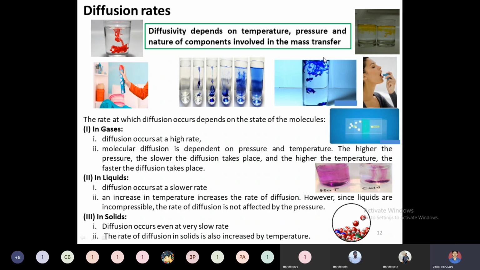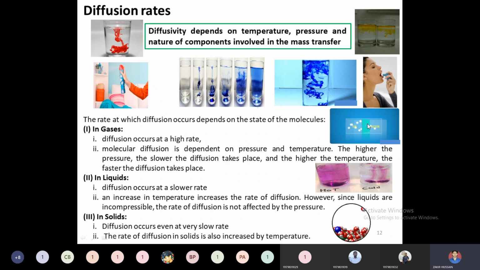Okay, the first orientation is the gases. The mean free path is very high. The distance between particles is very high in gases, so diffusion will take place at very high rates. So molecular diffusion is dependent on both pressure and temperature in all three cases.